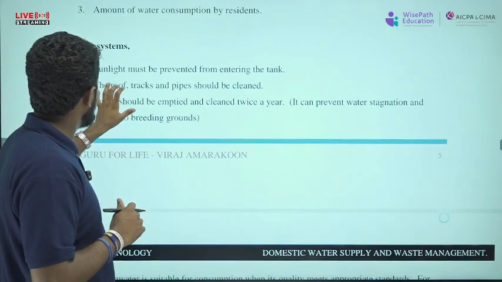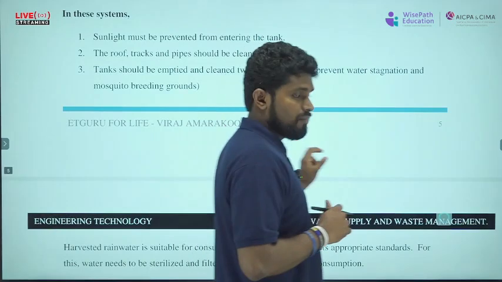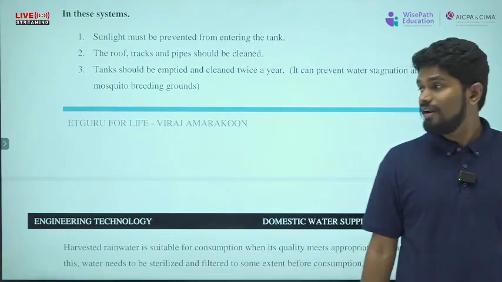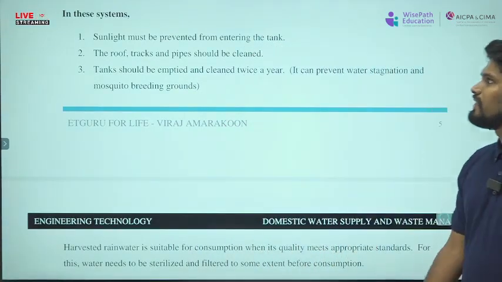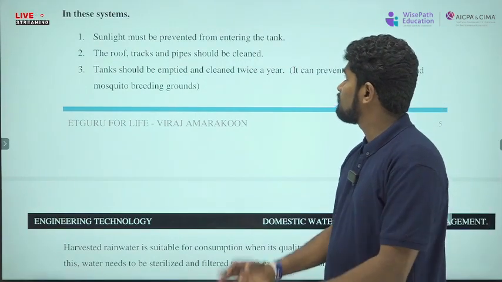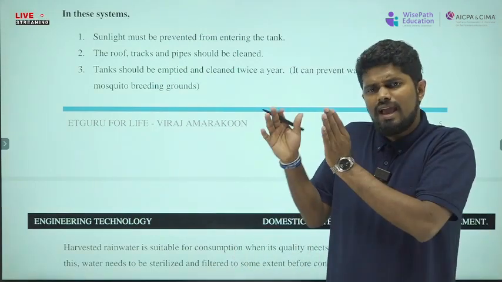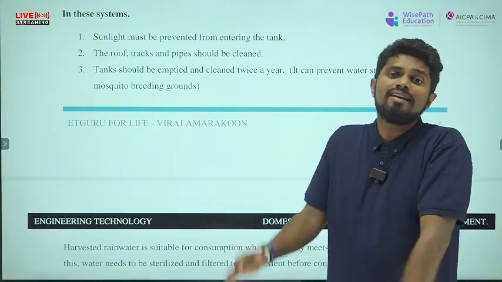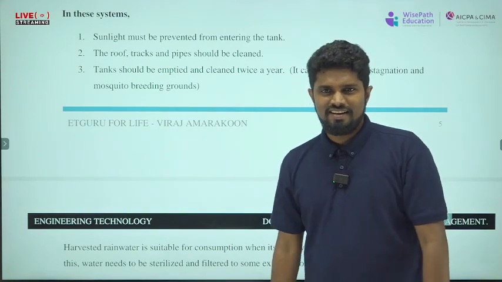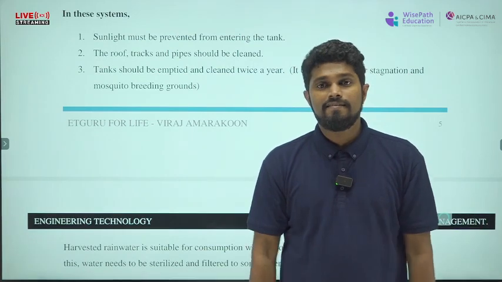And in these systems they give some maintenance tricks. They give points on how we should maintain a system like this. In these systems, sunlight must be prevented from entering the tank. That means sunlight should not fall on the tank. What is the reason? How can we tell? What is the reason, guys?